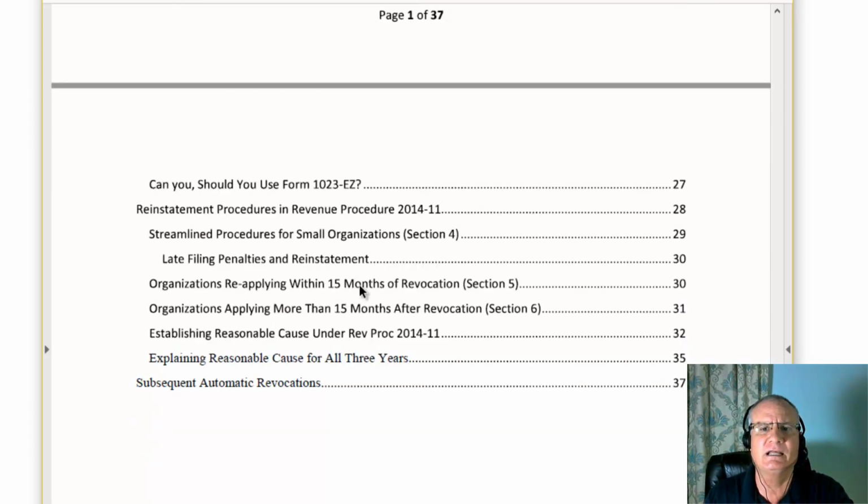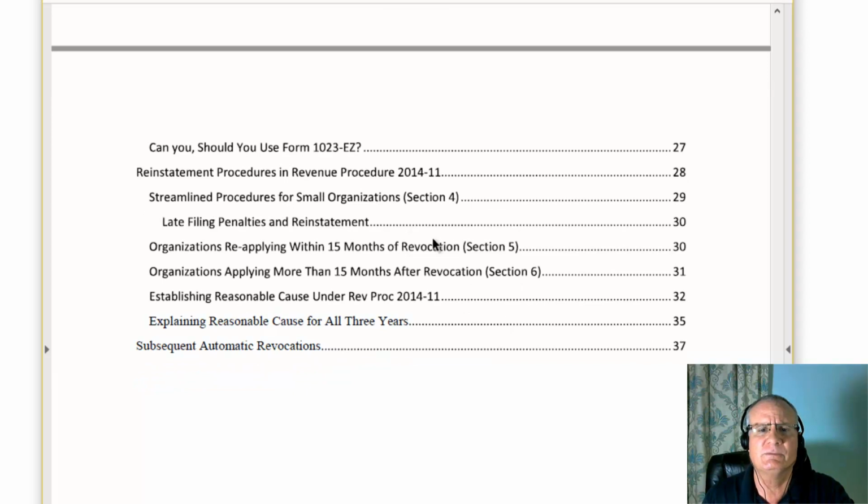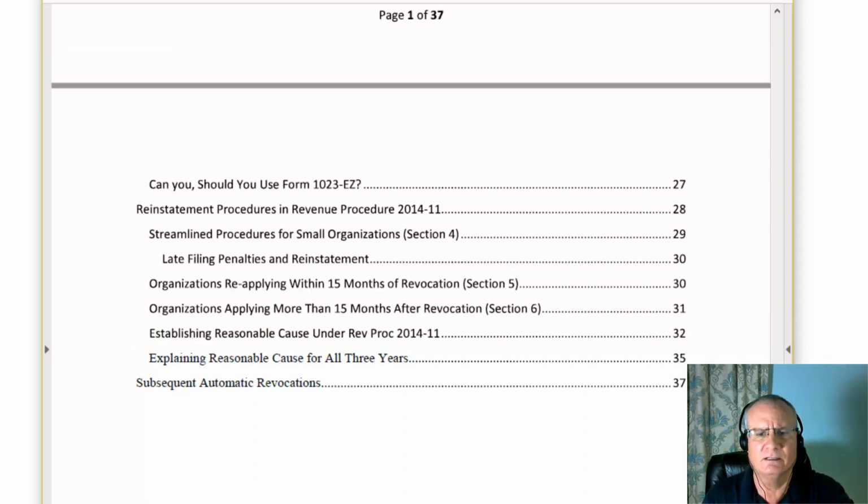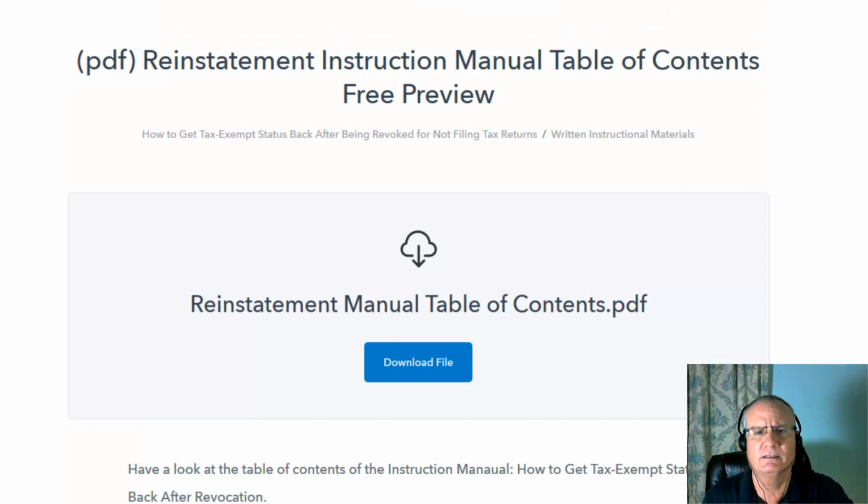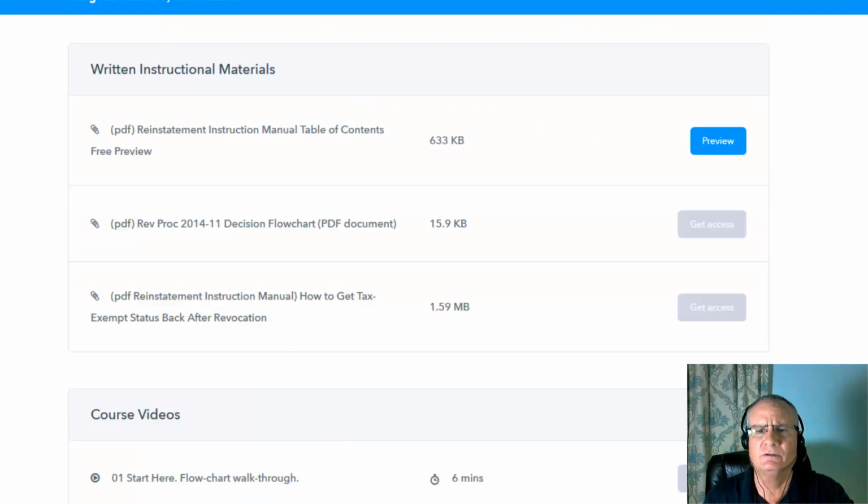It talks in detail about Revenue Procedure 2014-11. Now, this can be a difficult revenue procedure to understand. You think you understand it sometimes, but you really don't, because they use a lot of terminology, which I go over. And then, of course, it talks about establishing reasonable cause. How do you establish reasonable cause? And that's the manual.